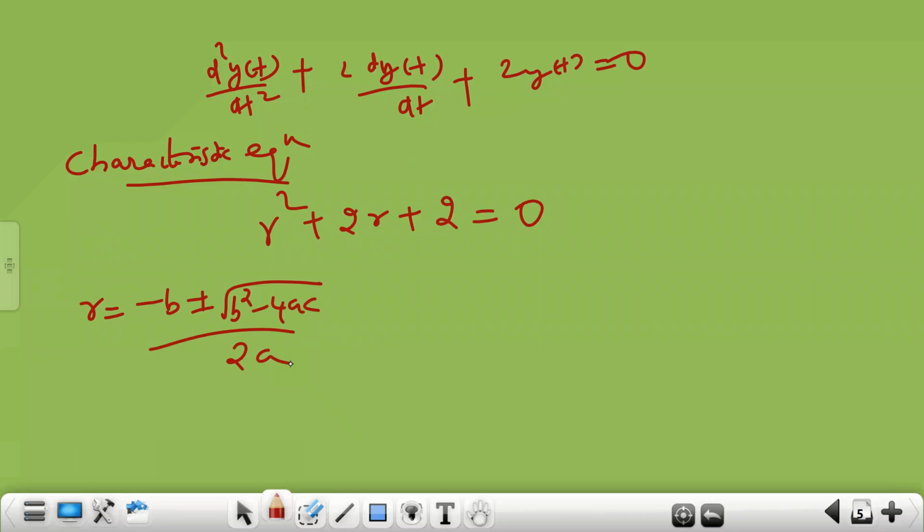If anybody doesn't know how to find the roots of a quadratic equation from the calculator, you need to study. So tell me the two answers. -1 plus or minus j. Yes, -1 plus j or -1 minus j.